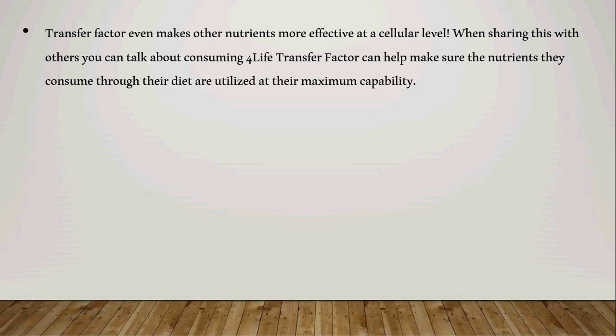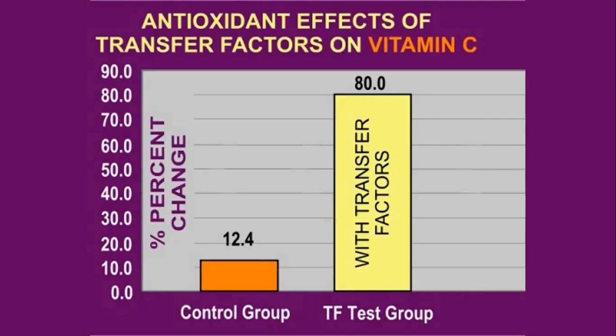Now, transfer factor even makes other nutrients more effective at a cellular level. Okay, when sharing this with others, you can talk about how consuming 4Life Transfer Factor can help make sure the nutrients they consume through their diet are utilized at their maximum capability. Antioxidant effects of transfer factors on vitamin C. So a normal vitamin C, when you take it, you see here the control group just taking normal vitamin C, they saw an increase in the immune system of about 12.4%. That same test group taking the vitamin C and taking it with transfer factors saw that jump to 80% change. Okay, that is massive. That's an incredible difference there.